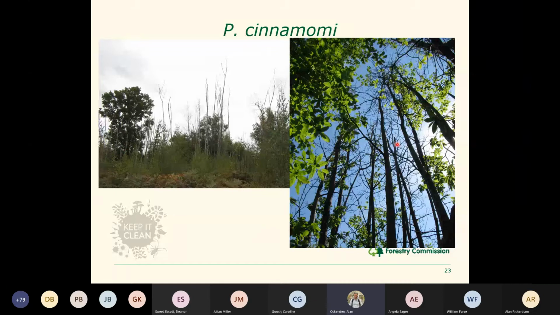As it's starting to work its way through to the stage on the left, on the one on the right you can see it's just restricted to stress epicormic regrowth. This is the tree reacting and trying to survive as best as it can at that point. But you know, it's not looking very good at all. So it can be quite a fast-acting pathogen.